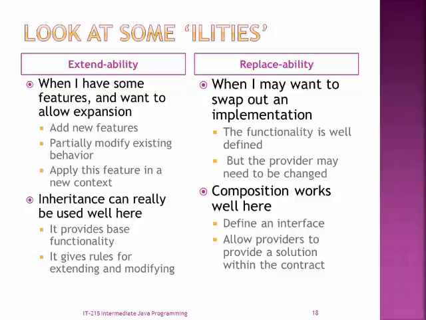We need to decide, do we need our code to be extensible or replaceable or both? Sometimes they work together, sometimes they work at odds. So if I have some feature that I want to allow you to expand upon, then you're adding new features, modifying existing features, basically putting new context inside of there, then inheritance is really good at that. It gives you the base functionality, and it gives you the rules by which I can extend stuff out. So if the most important thing in your design is I need to be able to add on new capabilities to this later on, then extensibility is the way to go.